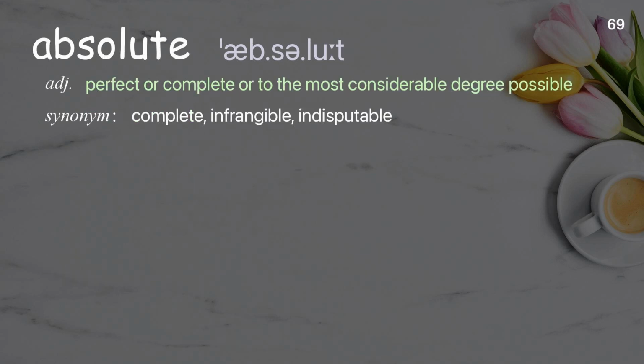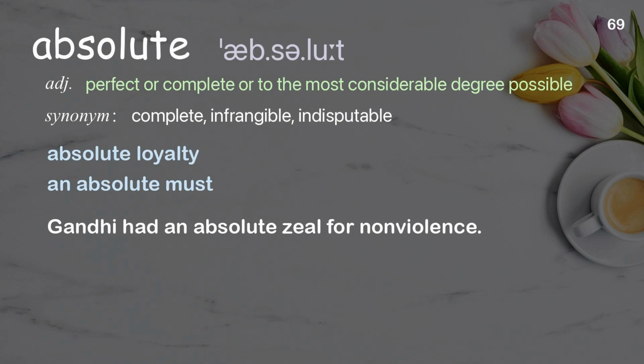Absolute: perfect or complete or to the most considerable degree possible. Examples: absolute loyalty, an absolute must. Gandhi had an absolute zeal for nonviolence.